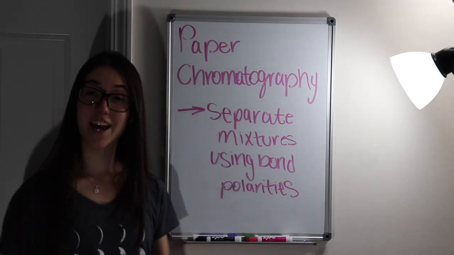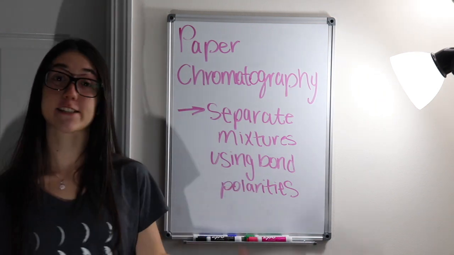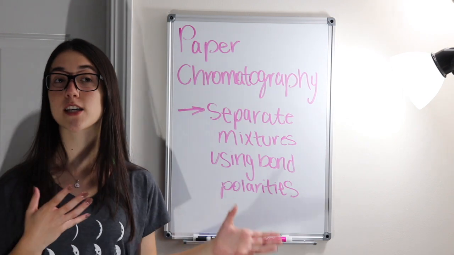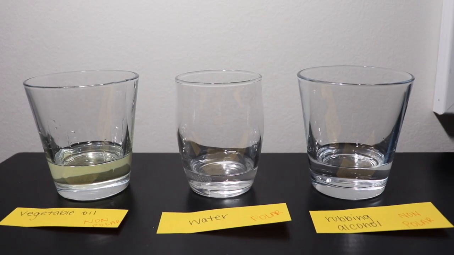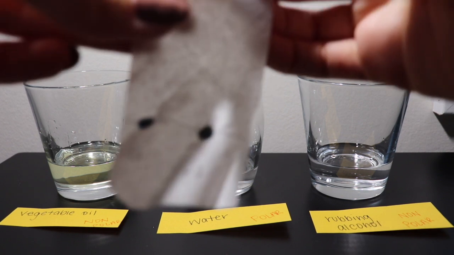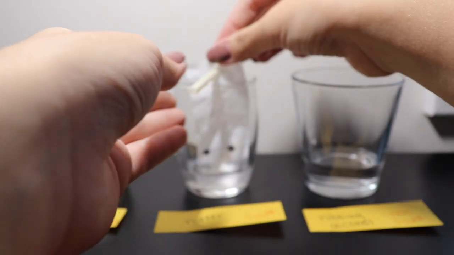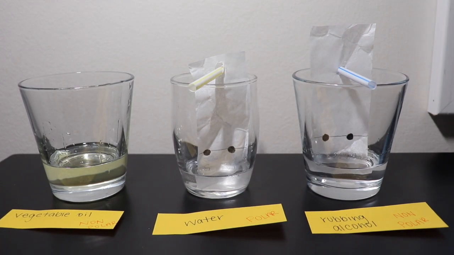Our experiment today is called paper chromatography, and it's a technique that's used to separate mixtures using the difference in bond polarity. Paper chromatography works as follows. Fill each container with oil, water, and alcohol. Grab filter paper and cut it into strips. Draw a line in pencil through the bottom of each filter paper.